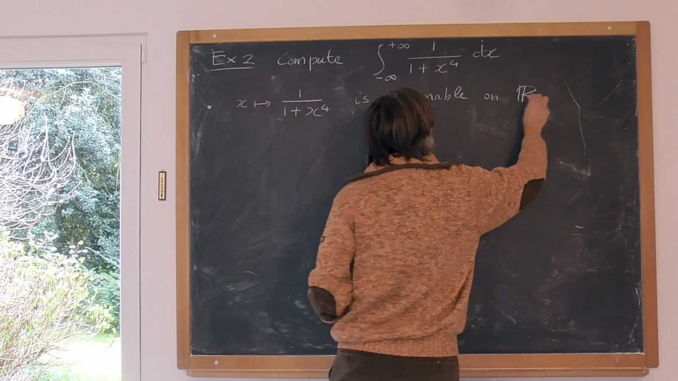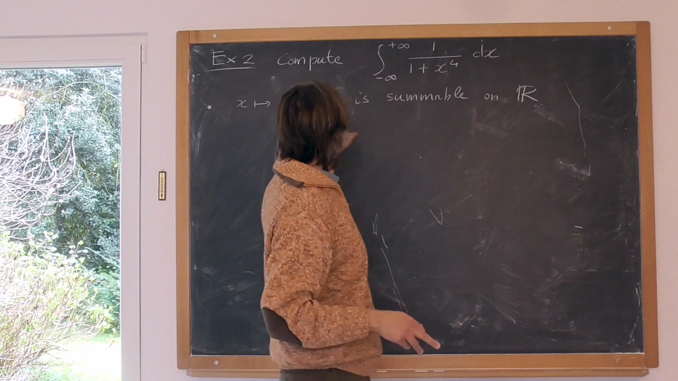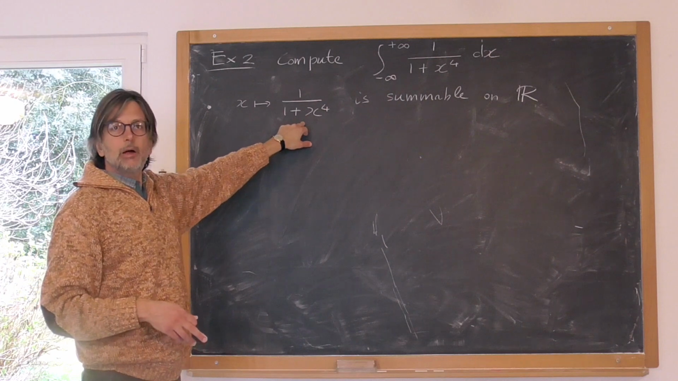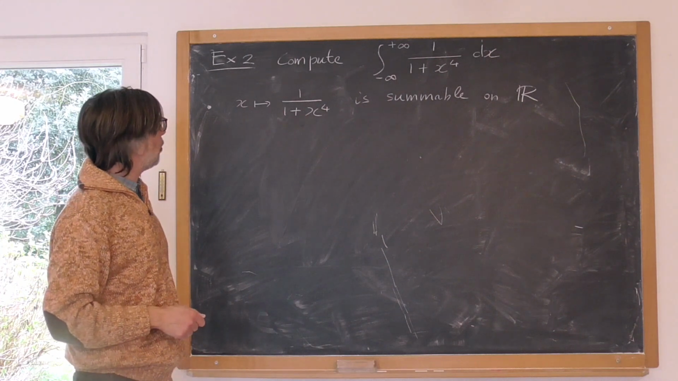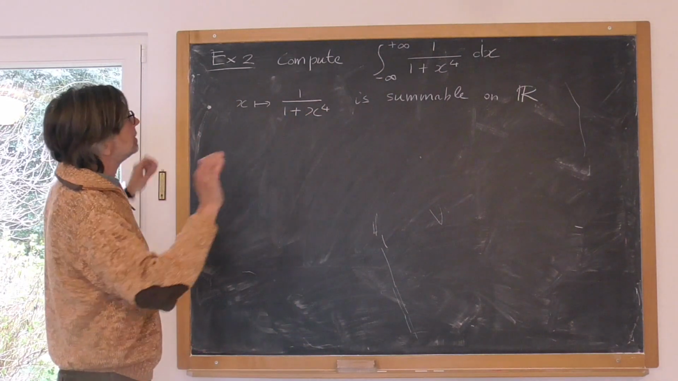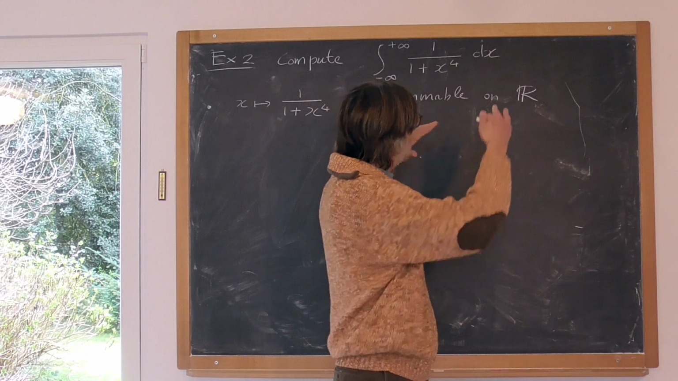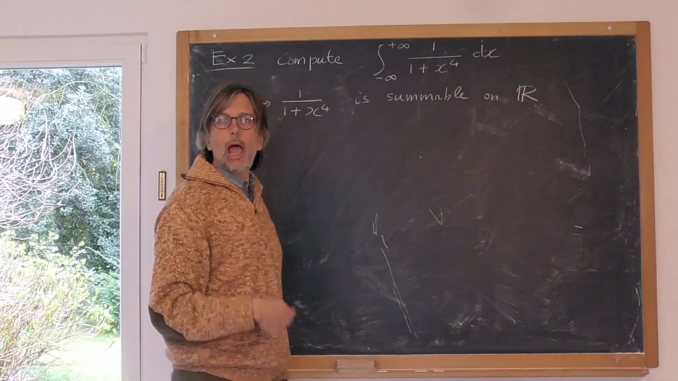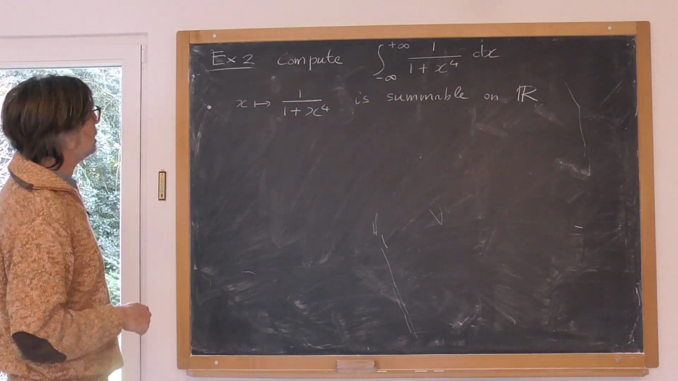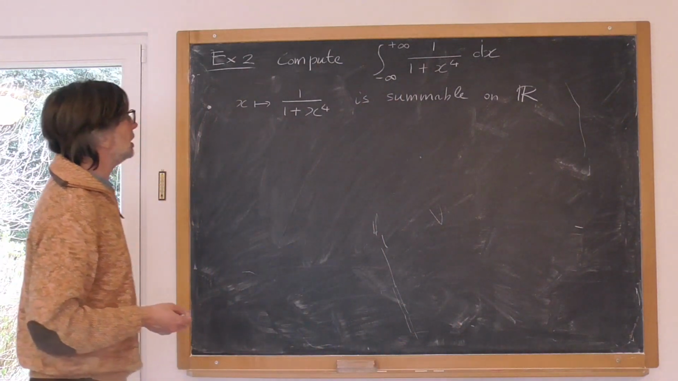On R. First of all, this is a nice regular function on R, because this polynomial has no zeros on R. The zeros of this polynomial are the 4th roots of minus 1, and none of them is real. And so it's a nice regular function on R, and at infinity it behaves as 1 over x to the power 4. So 4 is bigger than 1, so we do have summability. Okay, so we have this summable function, and we would like to compute its integral.